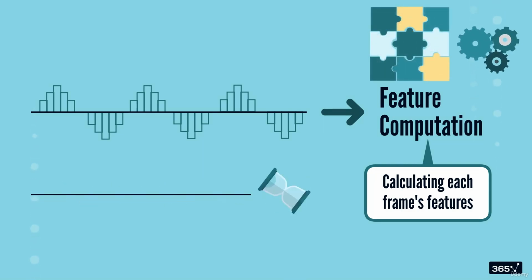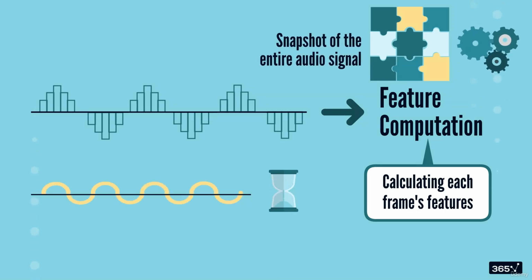This is done using simple calculations like finding the mean or median of all the frames, or more advanced methods. The process gives us a final set of values that act like a summary or snapshot of the entire audio signal, capturing its key characteristics over time.